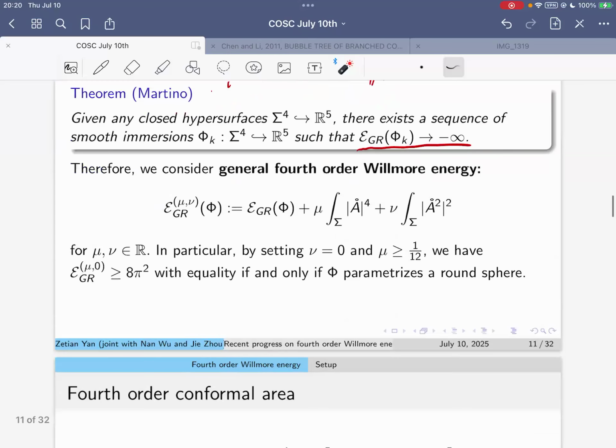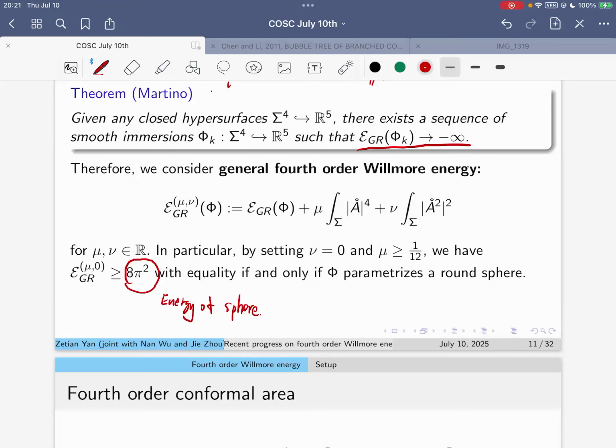For this reason, I consider the generalized fourth order Willmore energy. We can add several lower order terms, such that if the parameter is bigger than this number, we will have a uniform lower bound. Here, as you can guess, 4 times pi squared is exactly the energy of the sphere.